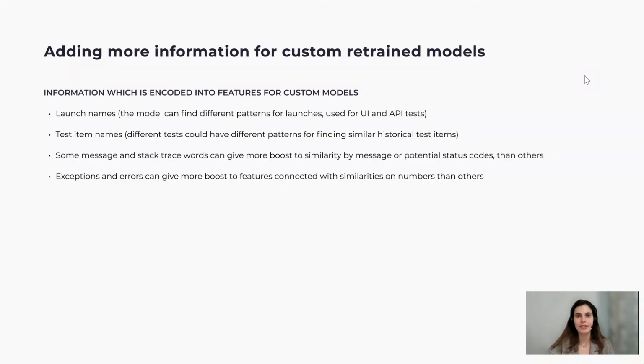As far as we retrain custom boosting models for our main functionalities, we can add more information specific to your projects. For example, launch names and test item names. The model can find different patterns for launches used for UI and API tests. Or some message and stack trace words can give more boost to similarity by message or potential status codes than others. All the mentioned patterns are trained on your interactions with the system and customized for your project.